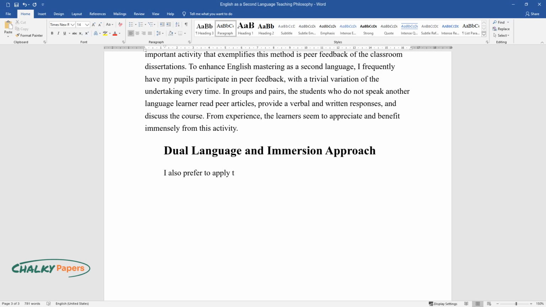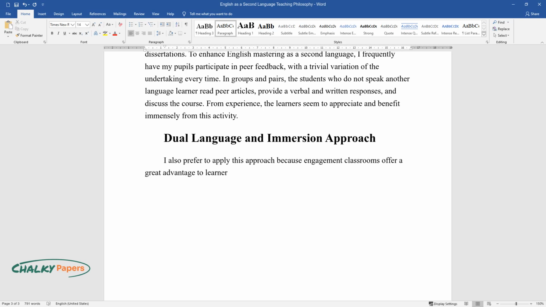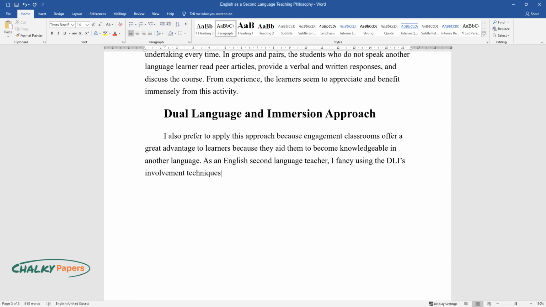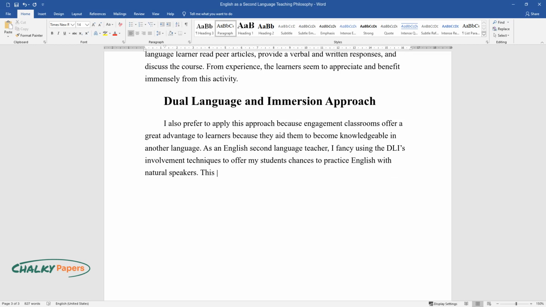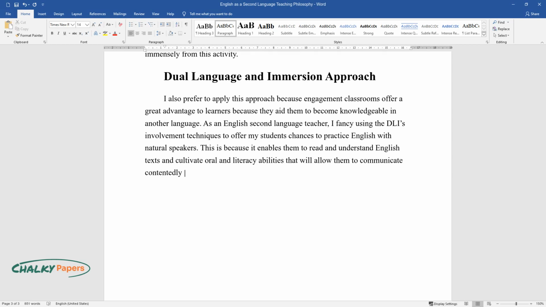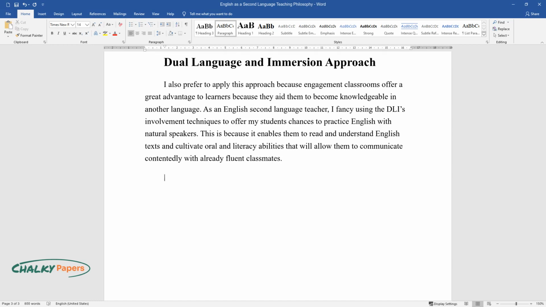I also prefer to apply this approach because immersion classrooms offer a great advantage to learners because they aid them to become knowledgeable in another language. As an English second language teacher, I like using the DLI's immersion techniques to offer my students chances to practice English with native speakers. This is because it enables them to read and understand English texts and cultivate oral and literacy abilities that will allow them to communicate comfortably with already fluent classmates.